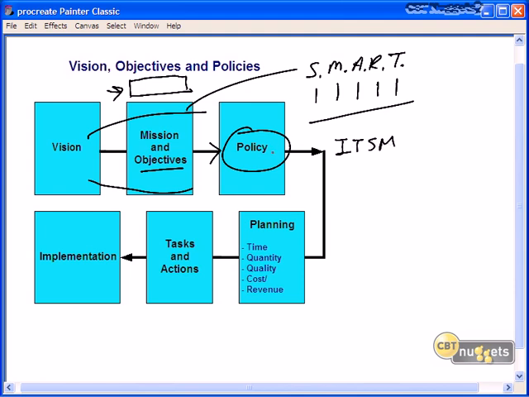Now, how do we get to the results of these specific policies? Well, lots of planning. Lots and lots of planning. This means dividing it up into different phases or stages, and this is where time comes into place. This is often done with project management. This involves planning for the quantity of resources needed and the quality of resources needed and cost versus revenue.